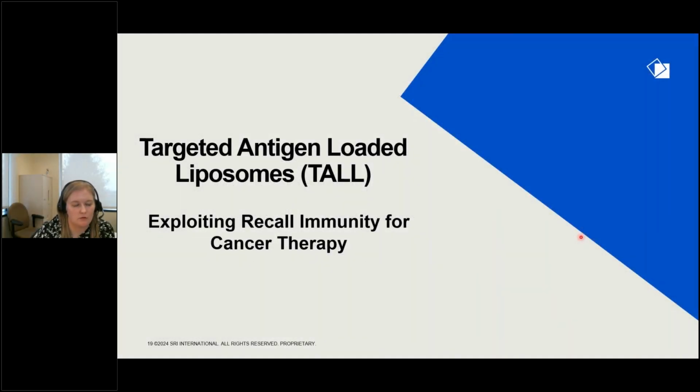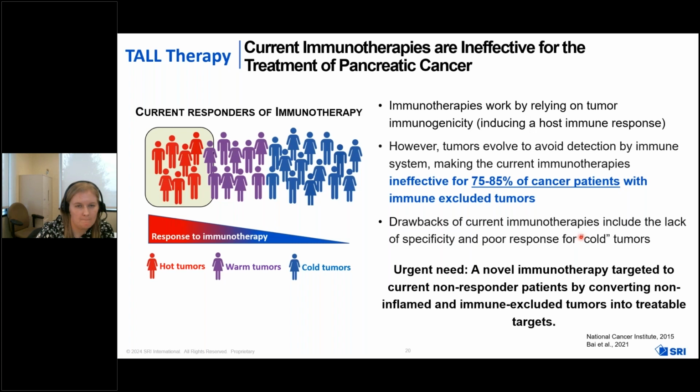So one of the ways that we're also utilizing MGS5 is to deliver targeted antigen-loaded liposomes, or TAL. When we look at the current immunotherapy landscape, we have a distinct difference between responders and non-responders of immunotherapies, with responders generally being classified with these hot tumors, or tumors that have high microsatellite instability leading to increased neoantigens, as well as a tumor microenvironment that's very favorable to immune infiltrates. And these generally respond, again, really well to immunotherapies.